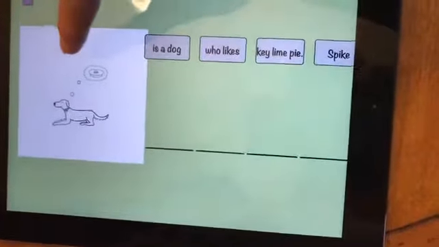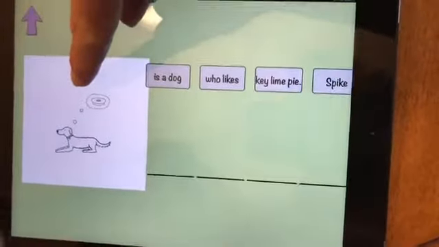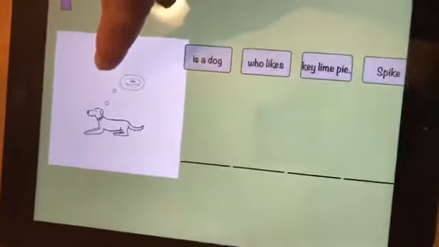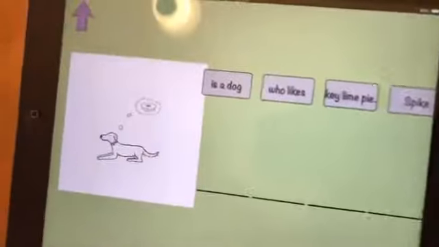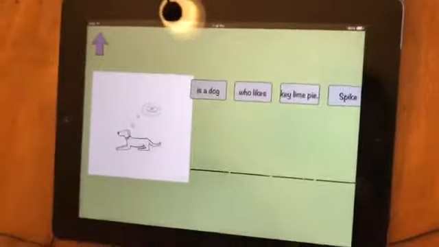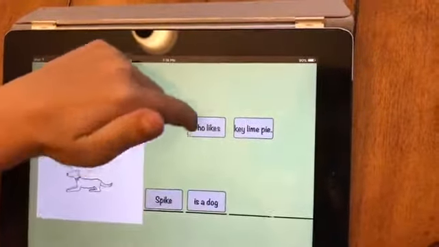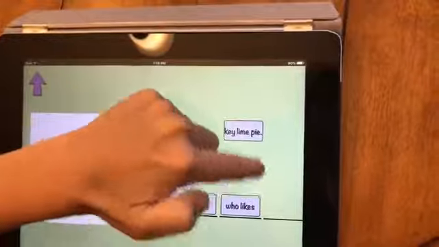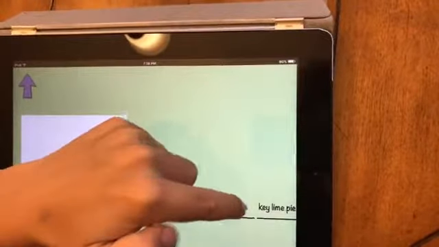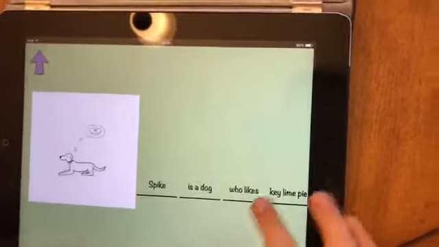Okay, now we're moving to reading. So he did segmenting really well with one spelling, and if you tap the picture, it'll read the sentence to you. Spike is a dog who likes key lime pie. Do you know what key lime pie is? It's kind of like a lemon pie.